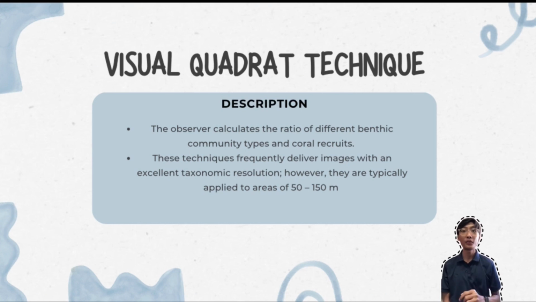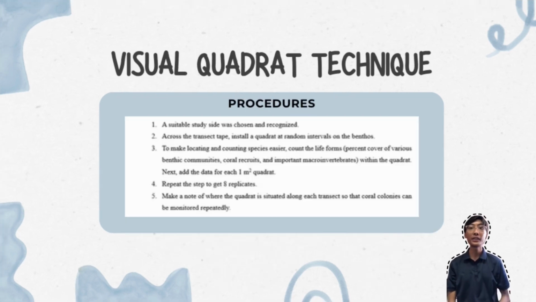Next, what is visual quadrat technique? The visual quadrat technique includes counting of benthic communities at a selected random quadrat. This technique frequently delivers images with an excellent taxonomic resolution. However, they are typically applied to areas of 50 to 150 meters. These are the procedures of this technique, which include the installation of quadrat and count of the life form.